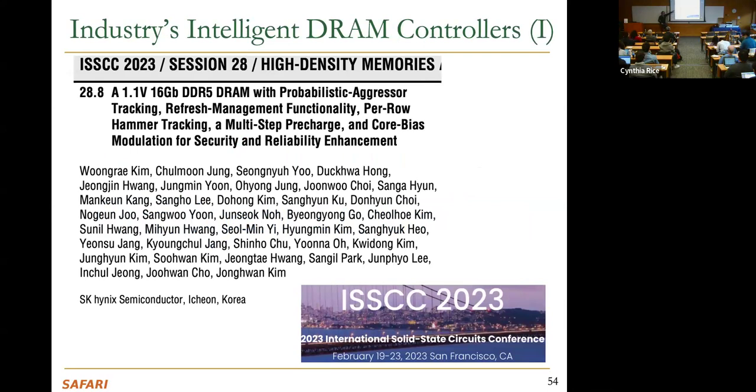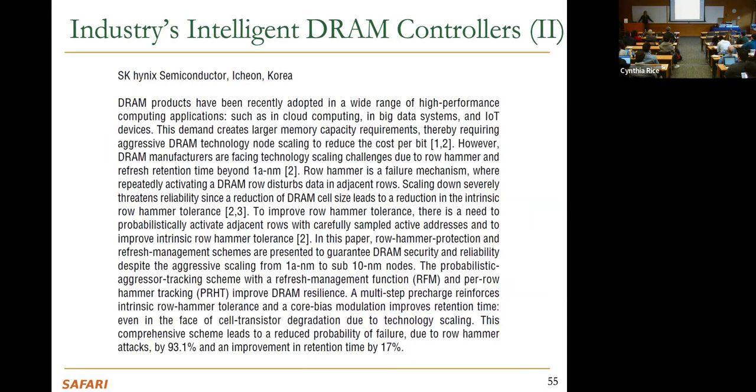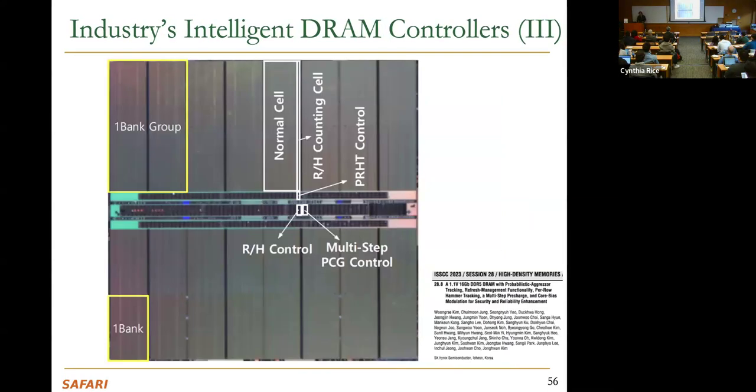Finally, industry is writing papers about it. This is ISSCC this year, a major circuits conference. SK Hynix wrote this paper where they talked about RowHammer publicly. And they basically said they have multiple solutions inside the DRAM chips. And essentially, the solutions are similar to what have been proposed. Essentially, there's computation inside the DRAM chip to solve this problem.